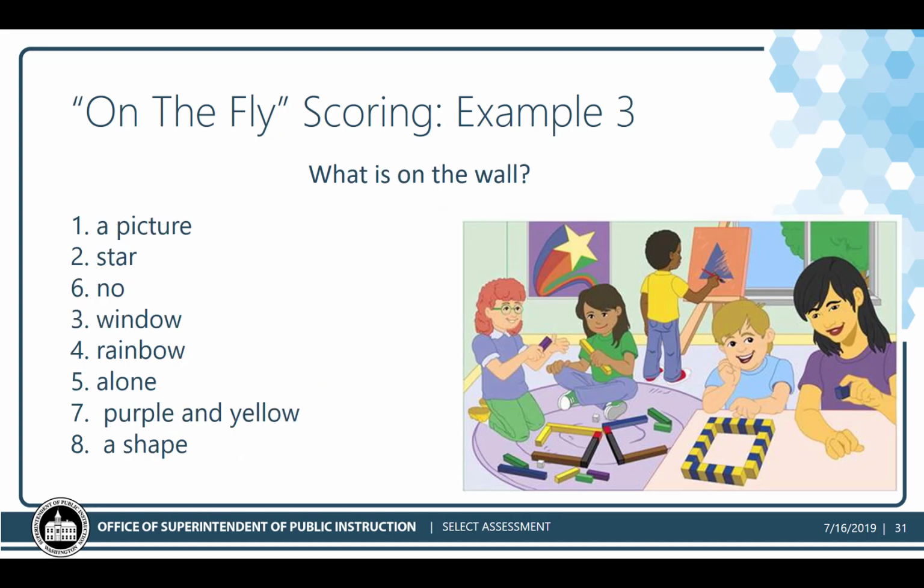For this third example, the prompt states, "What is on the wall?" Please pause the recording as you score these responses.